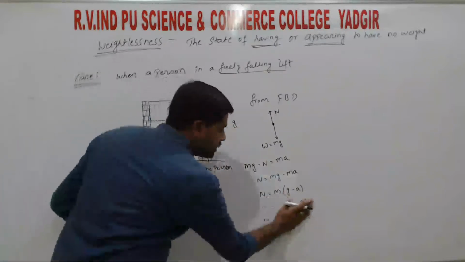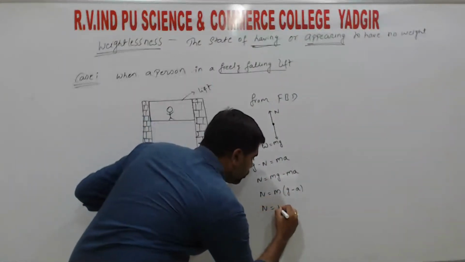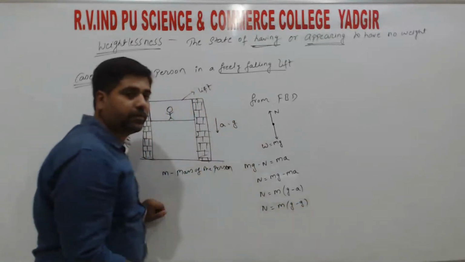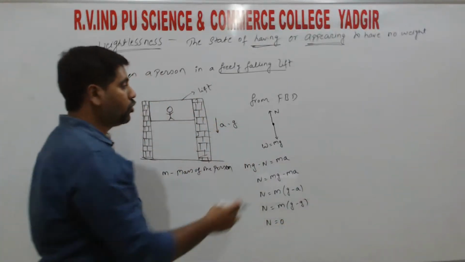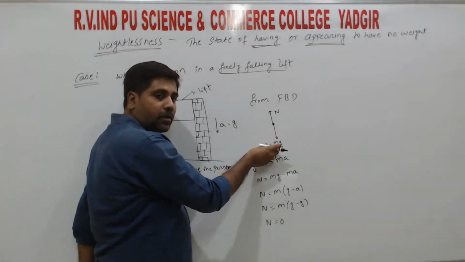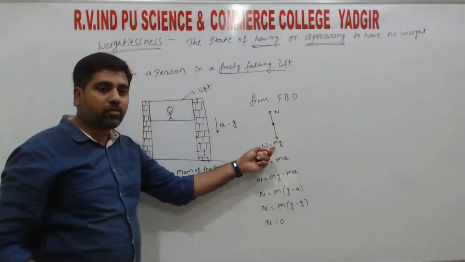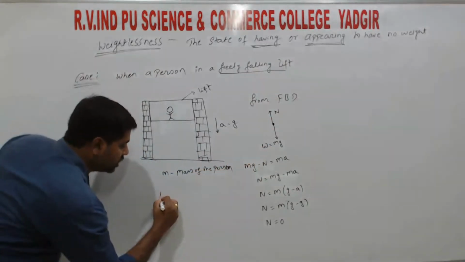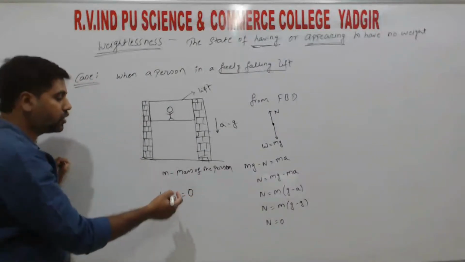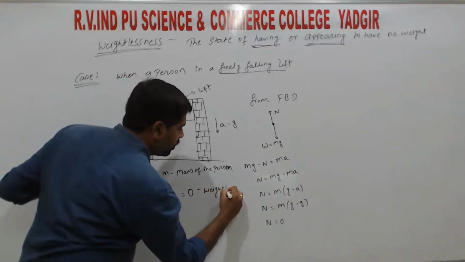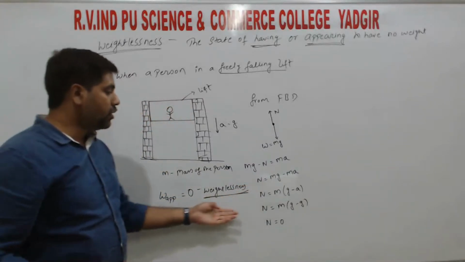Now substitute in this relation, right? Substituting g for a, N equals m into (g minus g). So g minus g is 0, and 0 into m is 0, so N equals 0, right? Here the N value is 0, but the weight is mg. Whatever acts downward must act upward equally. So if the normal is 0, the weight also has to become 0. That means the condition is W apparent, right? That equals 0. So this is the condition for weightlessness, right? We have proved this mathematically.